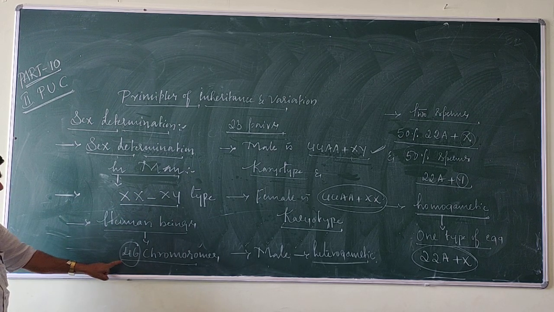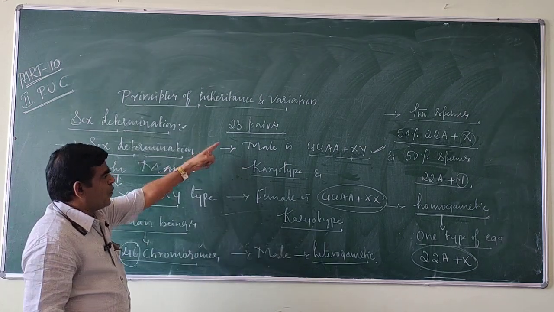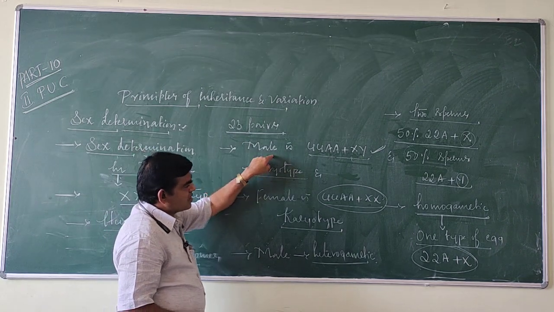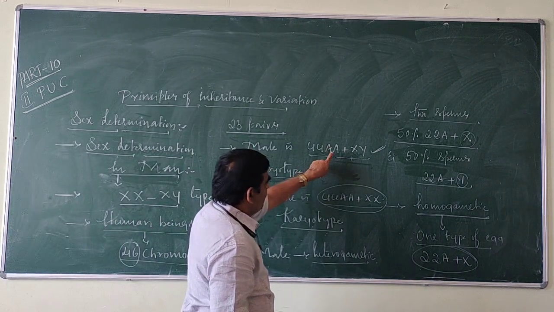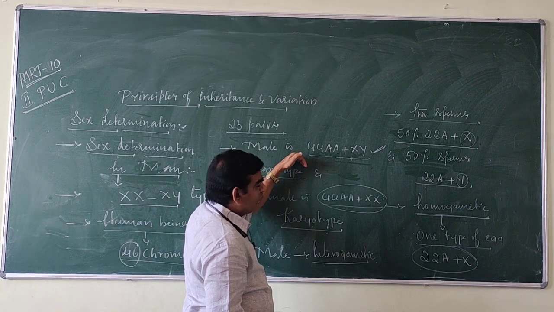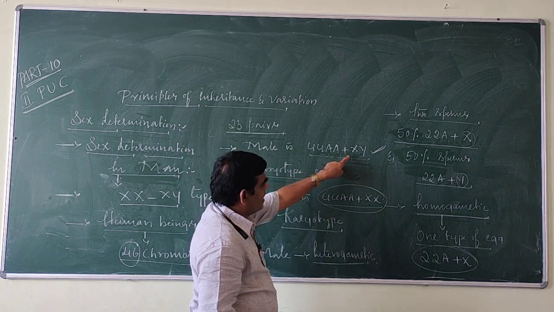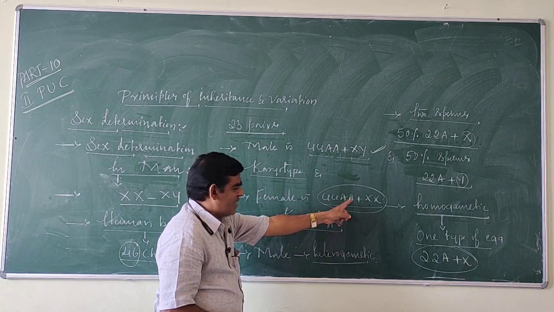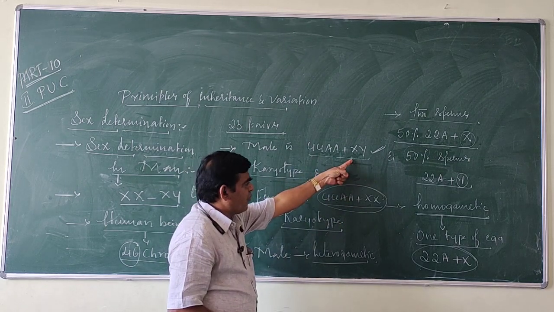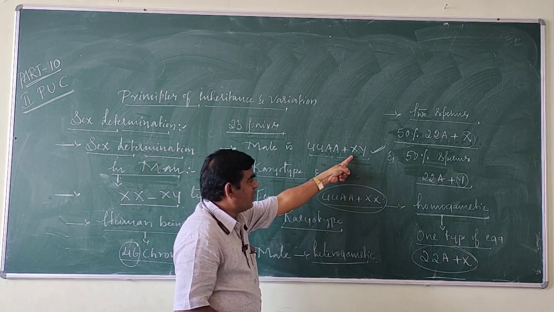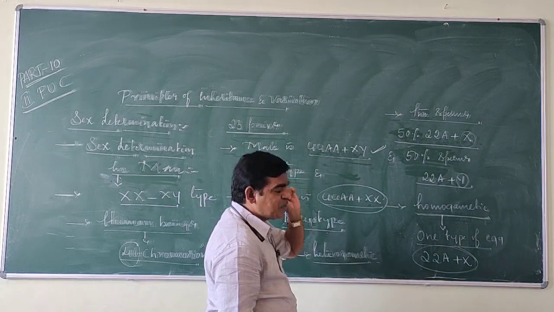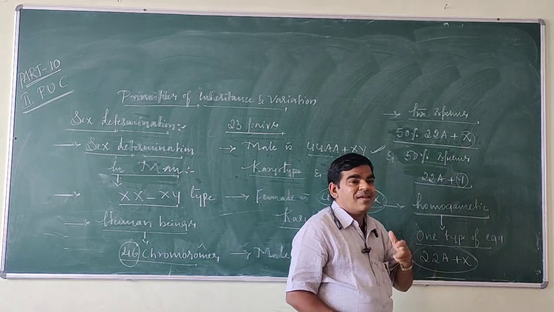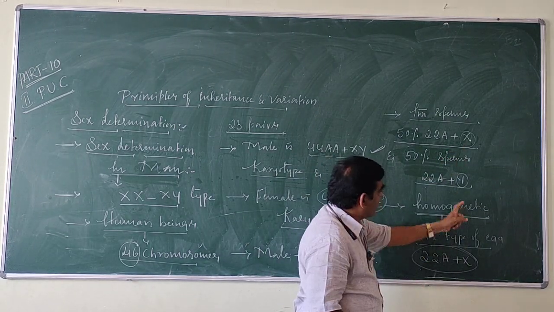Human beings have 46 chromosomes, or 23 pairs of chromosomes. The karyotype of a male individual is 44A plus XY. The karyotype of a female is 44A plus XX. Male is heterogametic, correct? That's why they produce two types of sperms. 50% of the sperms carry X chromosome, and the remaining 50% carry Y chromosome.